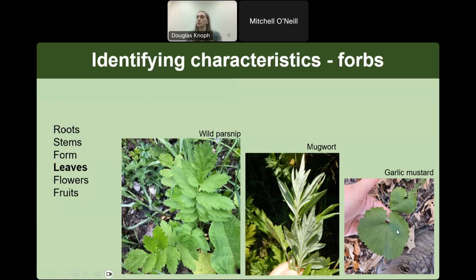Garlic mustard, this is another one of those species that has a rosette form and then a larger form. This is it in the rosette, where it just has these small circular shaped leaves with an end cut near the stem, and then a little bit of serration.